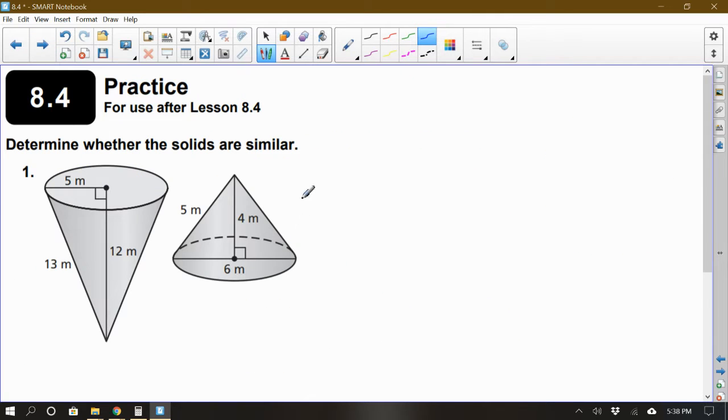All right, here's the first one we have to do ourselves. Are these two solids similar? Well, let's get to work setting up our ratio. I'm going to pick, we call this a slant height, this outside measurement on this cone. So I'm going to put the slant height of the first cone, that's 13, over the slant height of the second one. So that's 5.